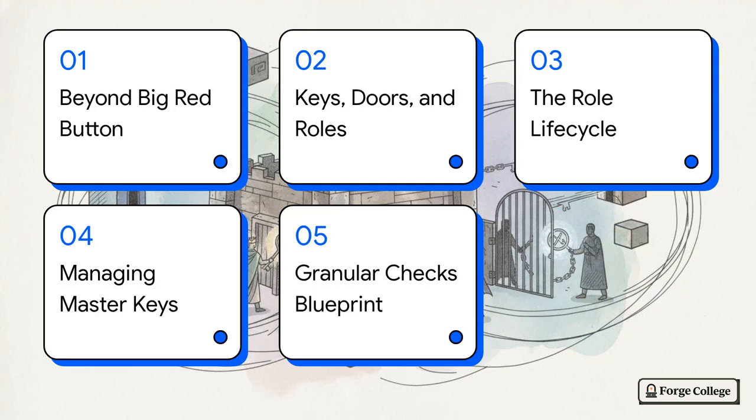Okay, let's dive right into this architectural tour. We'll start by moving beyond the big red button. Then we'll cover keys, doors, and roles, the role lifecycle, managing the master keys, and finally lay out the blueprint for granular checks. Let's get to it.